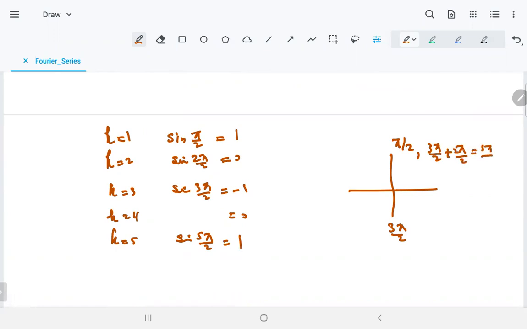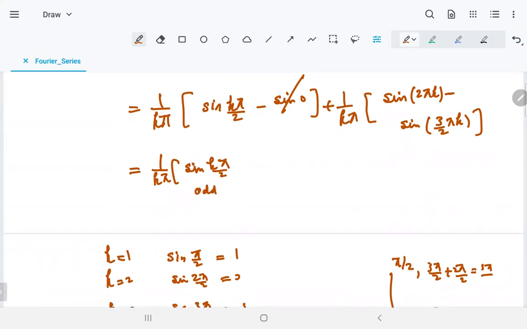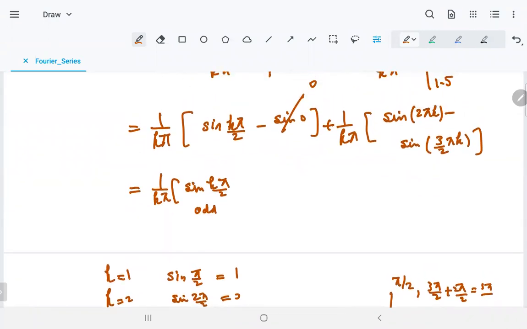So you have 1 time in the odd number: 1, -1, 1, -1, and so on. Anyway, I'm just showing you the number of it, but write sine k pi t, and write for odd number only, even is equal 0. And then you will take care of 1 and -1. This is 0. Okay, it's done.